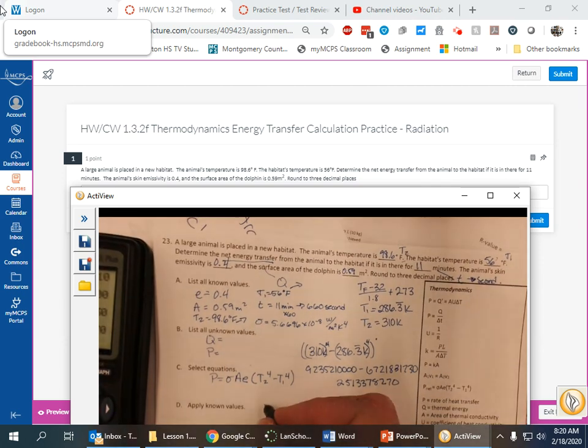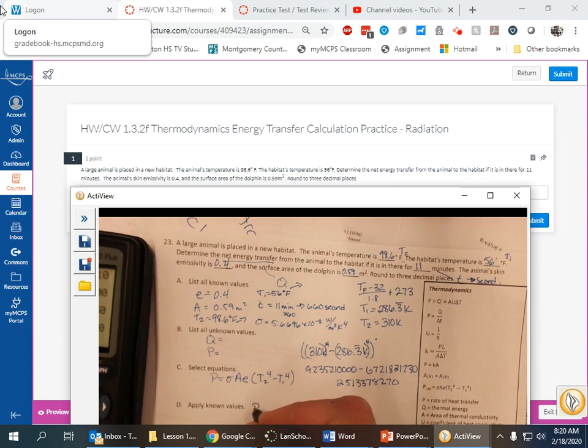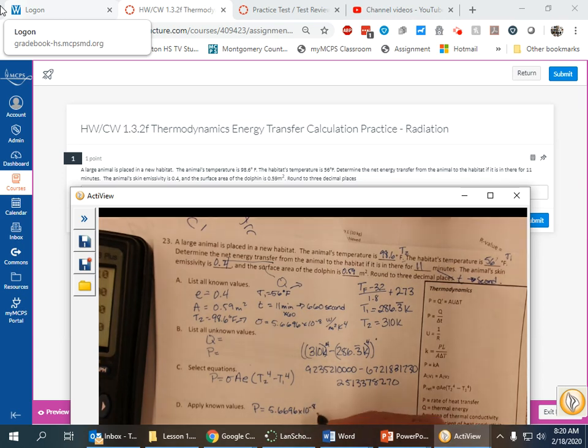And I'm going to plug that into Stefan's constant: 5.6696 times 10 to the negative 8th power times the area, 0.59 meters squared. That's watts per meter squared Kelvin to the 4th.